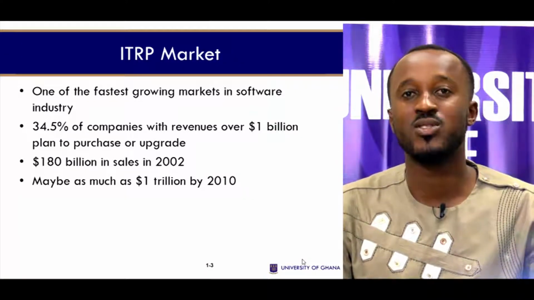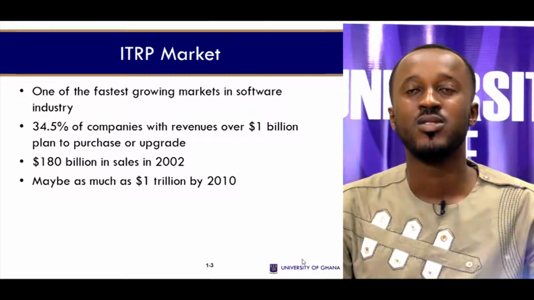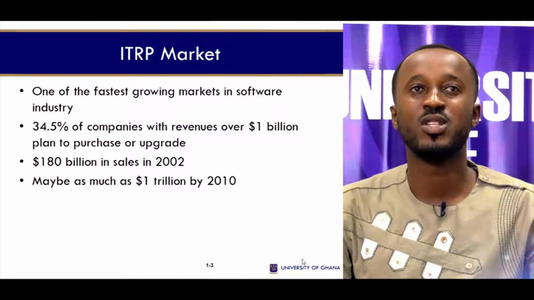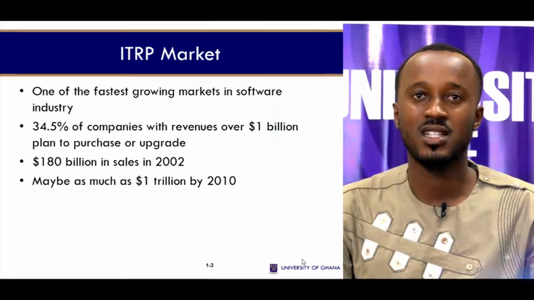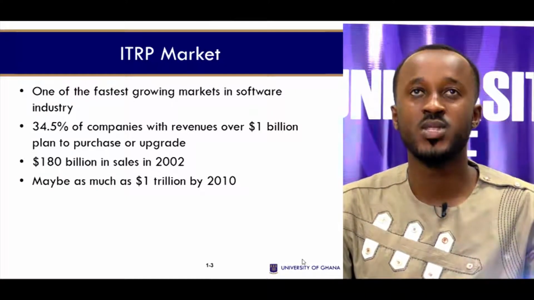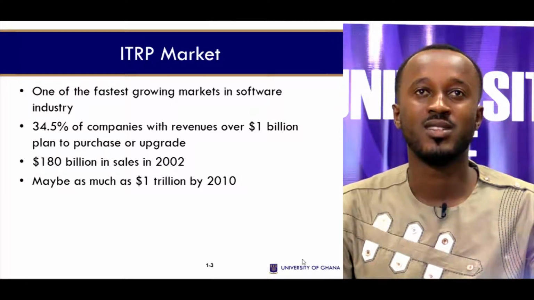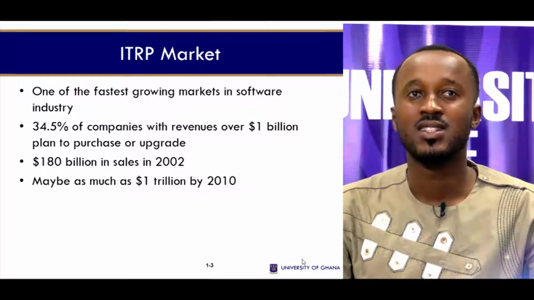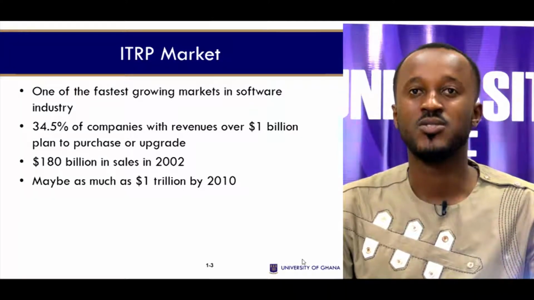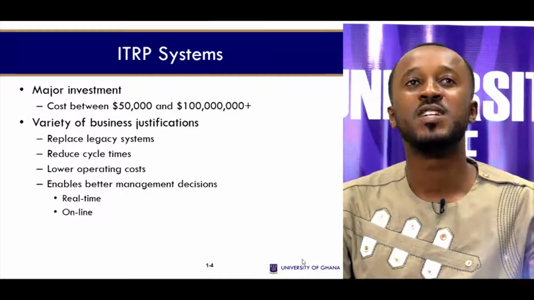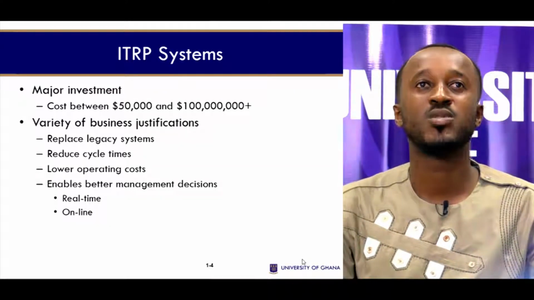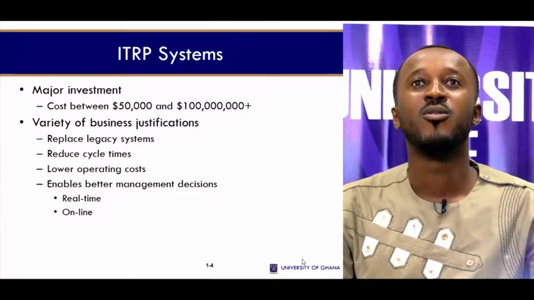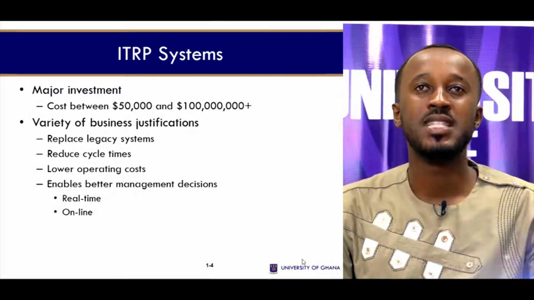And there has been a prediction also that as of 2002, there was going to be sales to the tune of $180 million with organizations who were using IT resource planning. This projection further forecasts that as at 2010, that should have risen to $1 trillion. Major investments with IT resource planning systems cost between $50,000 and $100 million.